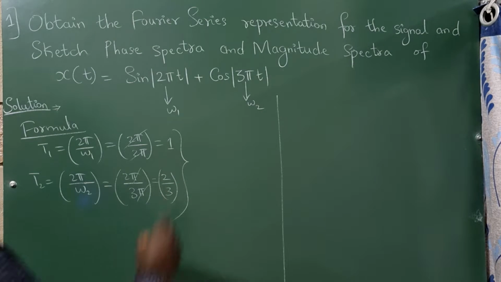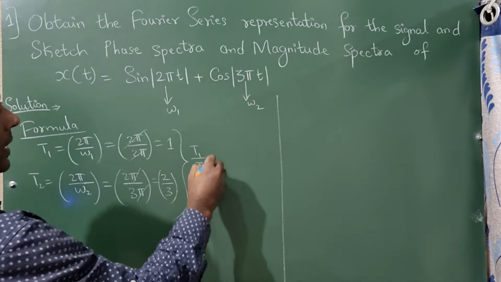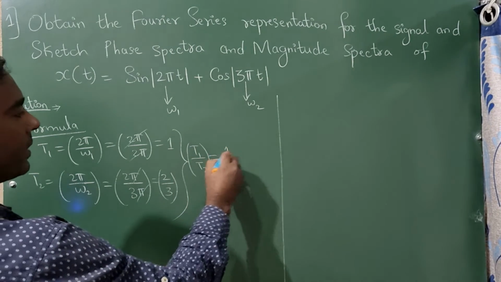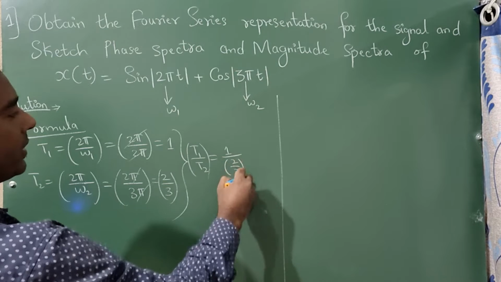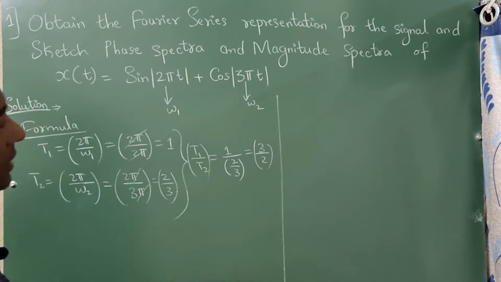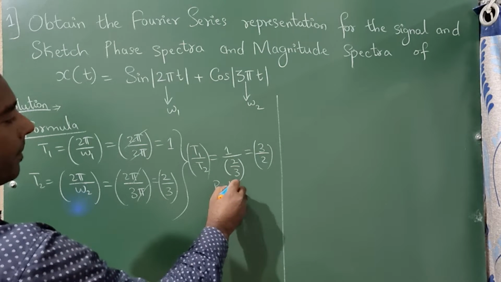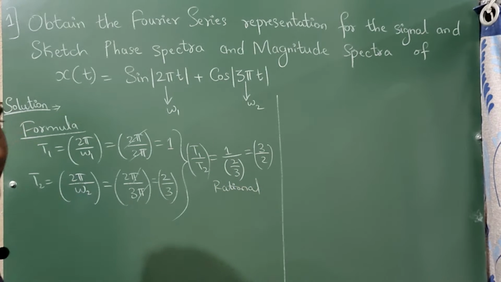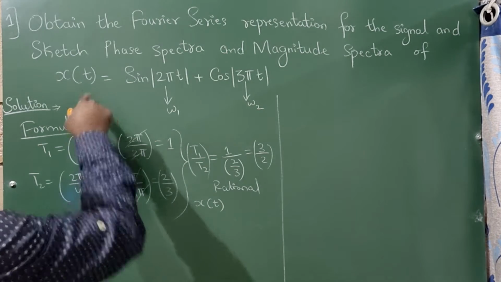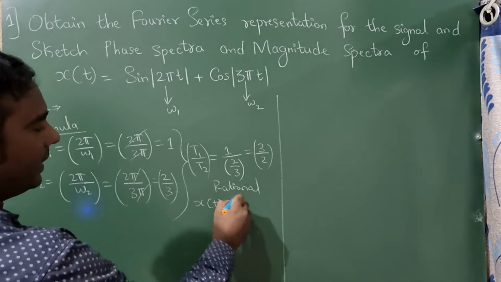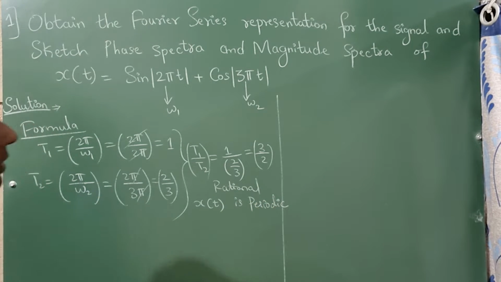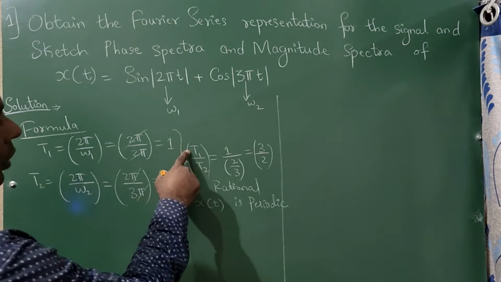Now the next step is T1 divided by T2. Divide these two. So 1 divided by 2 upon 3, so 3 goes up. Now what is this? It is a rational number. Whenever it is a rational number, then this given x of t is periodic. Fine. Now cross multiply this.